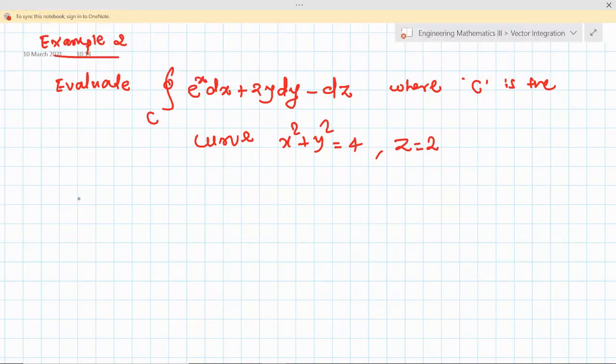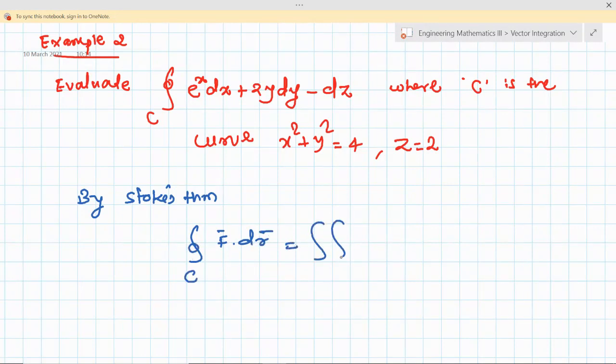What is the Stokes theorem? By Stokes theorem, the line integral of F bar dot dr bar over the closed curve c is nothing but the surface integral of del cross F bar dot n cap ds over the surface s, closed surface s.